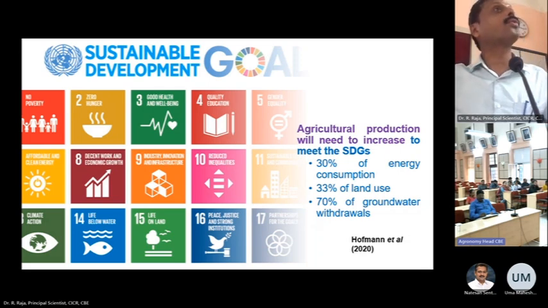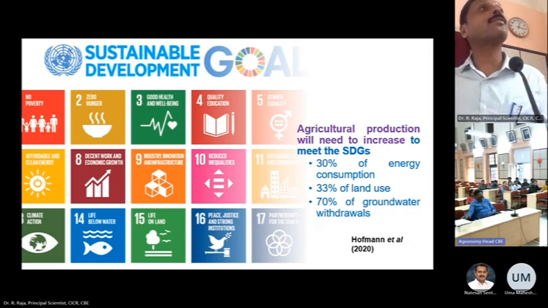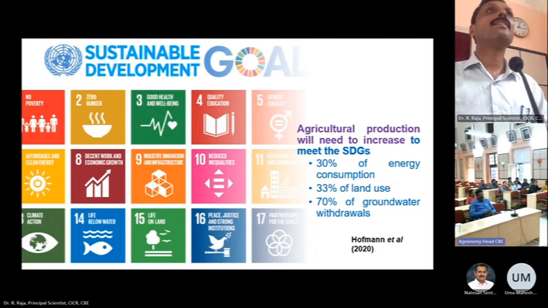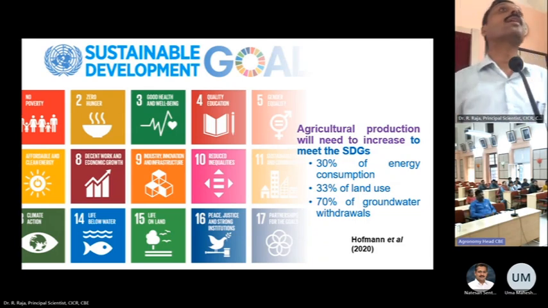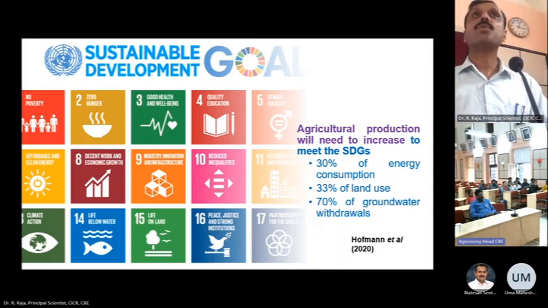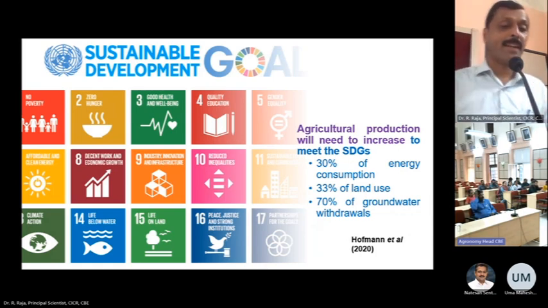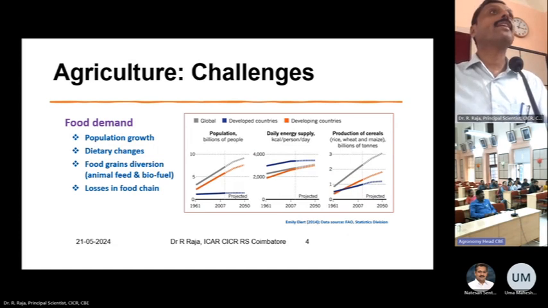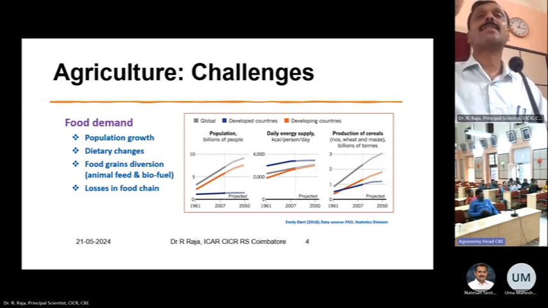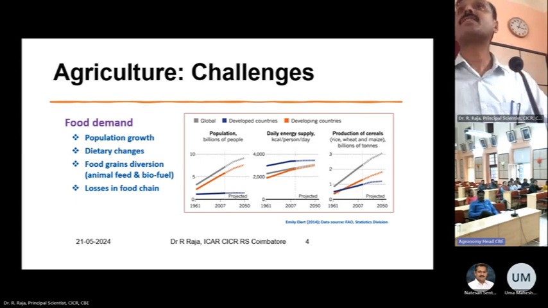30% of the energy consumption goes for agriculture production. 33% of land use, one third of our land, is under agricultural cultivation. And 70% of our groundwater withdrawals go towards agriculture production. So it is a very, very important occupation in the world itself because everyone has to be fed. So to achieve this, agriculture production has to keep on increasing because our population is growing and there are some dietary changes which make per unit production more energy intensive than in other systems, like vegetarian versus non-vegetarian.